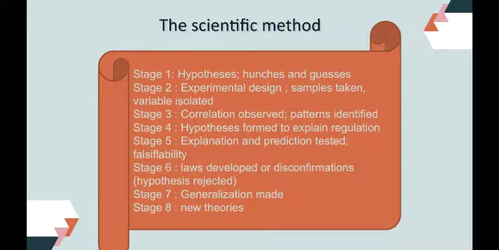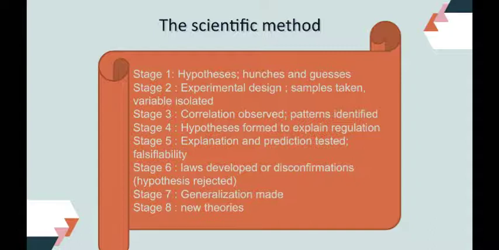The scientific method. This is the egg of the scientific method. Stage 1, hypothesis, hunches and guesses. Stage 2, experimental design, samples taken and variables isolated. Stage 3, correlation observed, patterns identified. Stage 4, hypothesis formed to explain regularities.